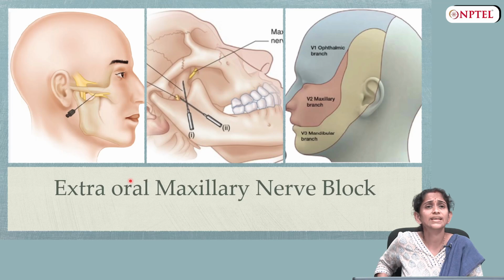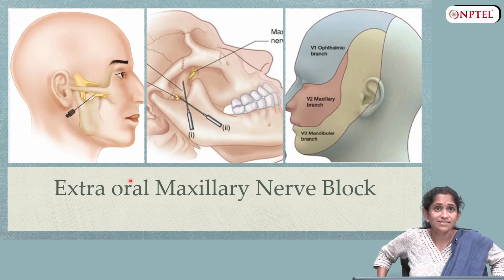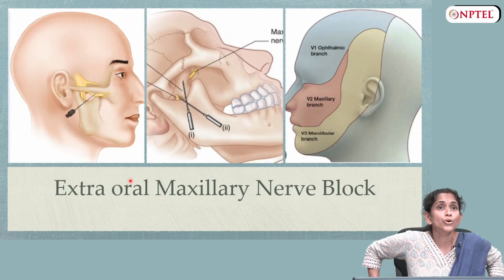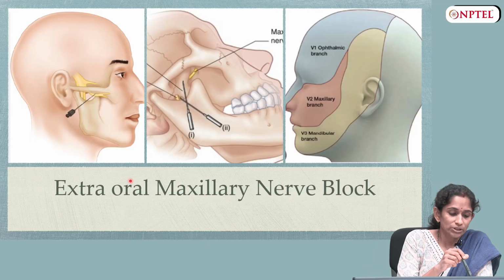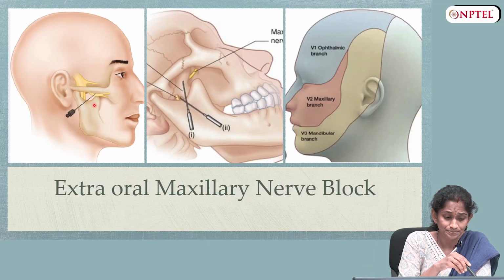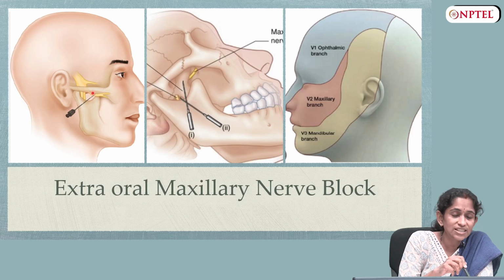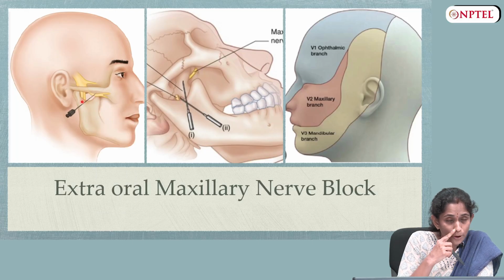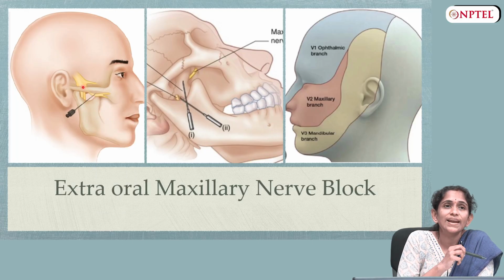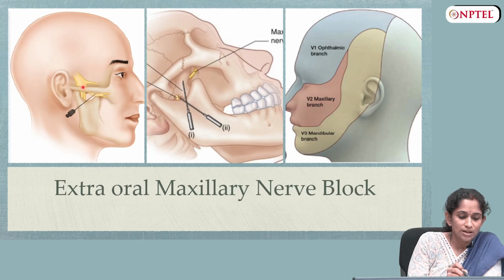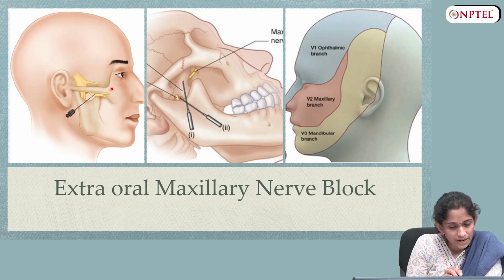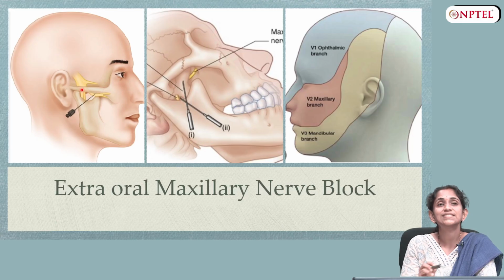The last one is, how can you block the maxillary nerve through an extraoral approach? We do know that the maxillary nerve is in the pterygopalatine fossa, and that is where it needs to be blocked. So, the first thing is we need to reach the pterygopalatine fossa. What are the landmarks to reach the pterygopalatine fossa? The first landmark is the zygomatic arch. We mark the midpoint of the zygomatic arch, which feels as a depression.